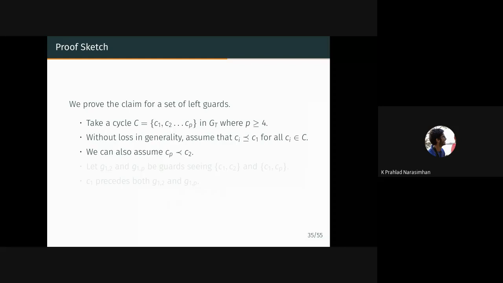And since, as I mentioned, C2 and CP are the neighbors of C1, there exists a guard G12 and a guard G1P, which see C1 and C2, and C1 and CP respectively. The only thing I know is that C1 precedes both G12 and G1P, because both of these are left guards.